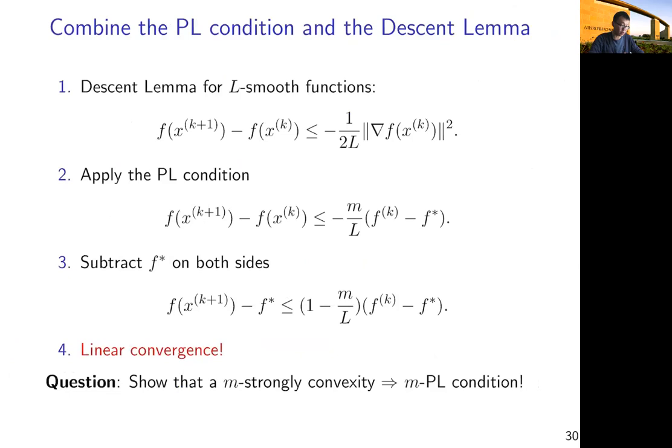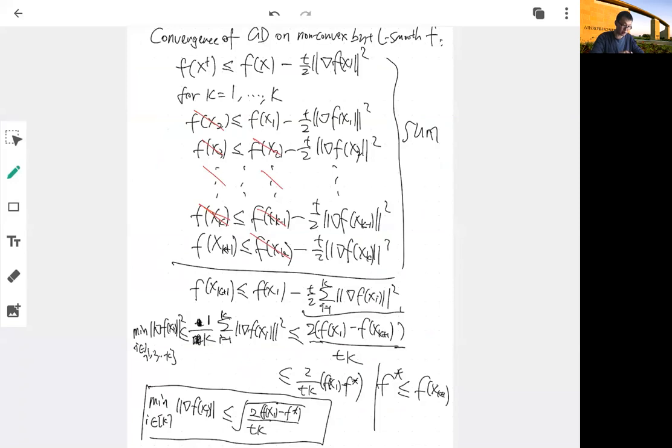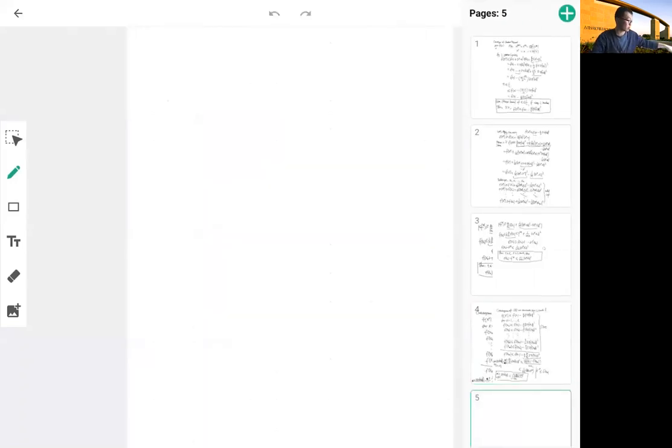For the remainder of this lecture, I'm going to talk about how the PL condition can be used to prove linear convergence. Then I'm going to show you how M-strongly convex functions also satisfy the M-PL condition. That will give us one particular proof of the linear convergence of strongly convex functions that we saw at the beginning of the lecture. So that's the plan. Let's get to it.